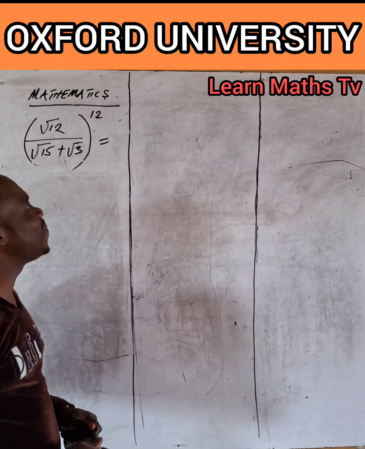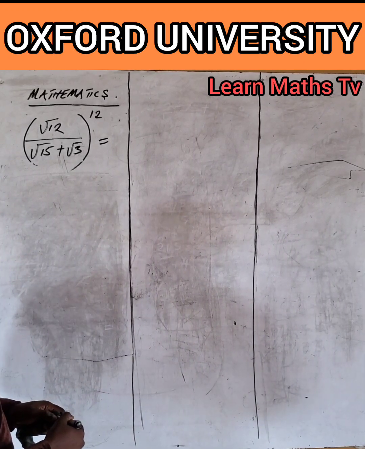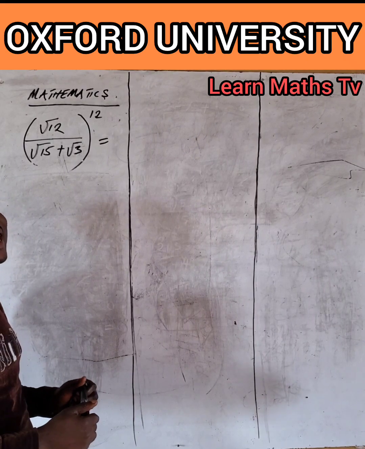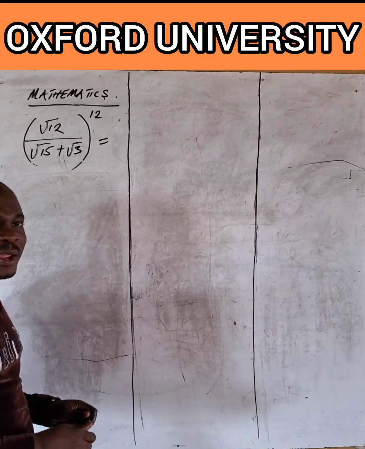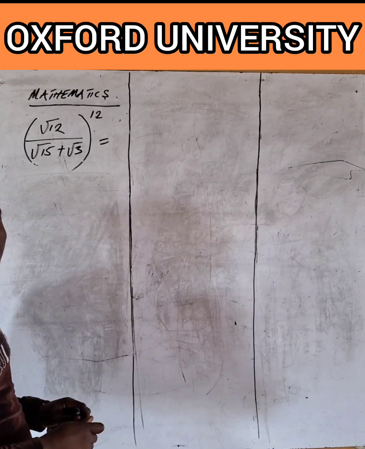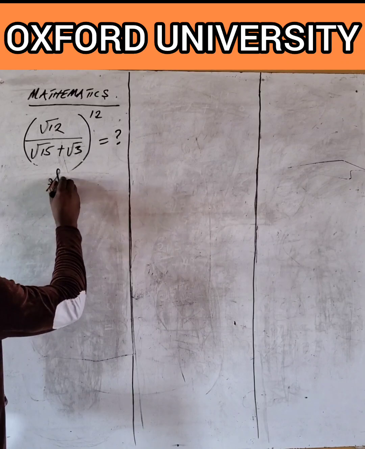Let's look at this problem. We have root 12 all over root 15 plus root 3, all raised to power 12. Looking at this maths, it looks a little complex, but don't worry. Following our step-by-step method, we are going to proffer a solution to this. So how are we going to start? Of course, we're looking for this. Let's begin by saying solution.